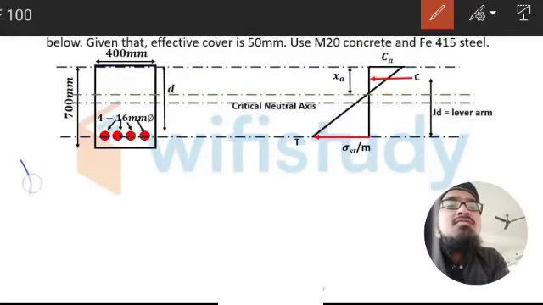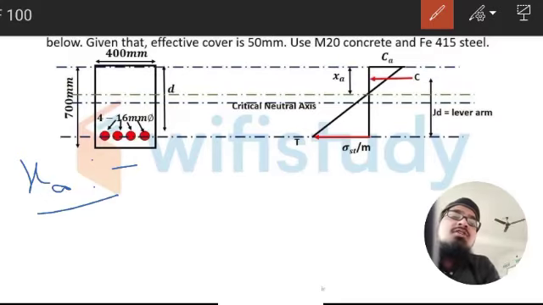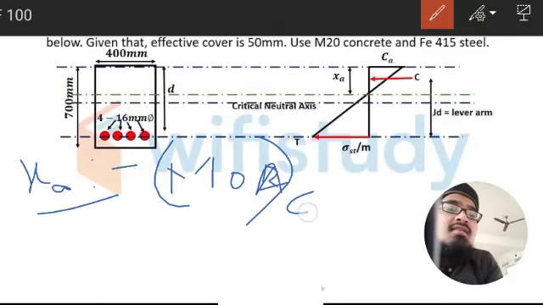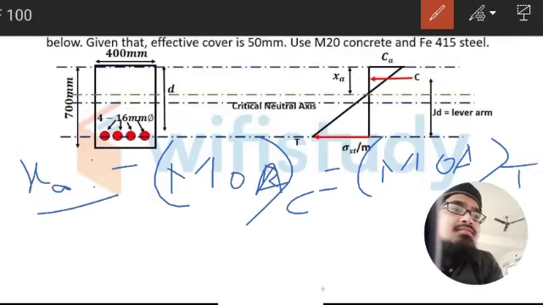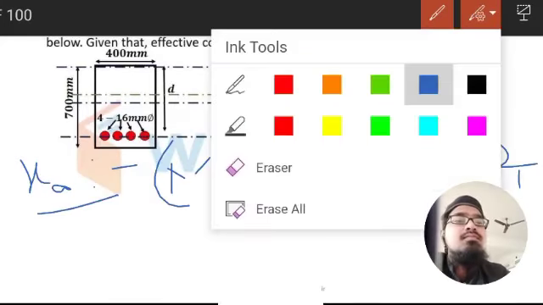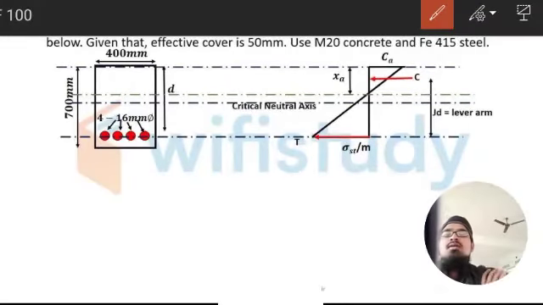So first of all, what I said, we should find XA. How can we find XA? Using the formula moment of area, equating the moment of area of compression with the moment of area in tension. So by equating these two terms, we could find the actual depth of neutral axis. So moment of area in compression: first of all, I am writing the left hand side.